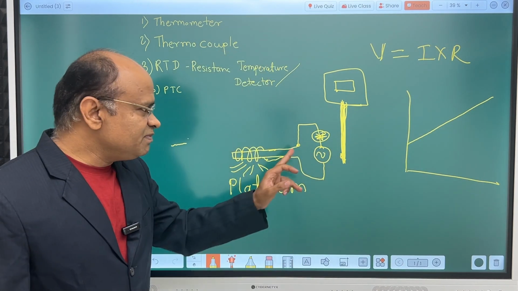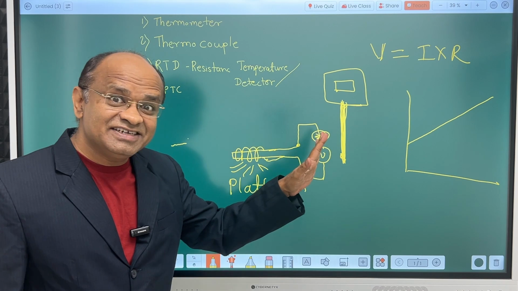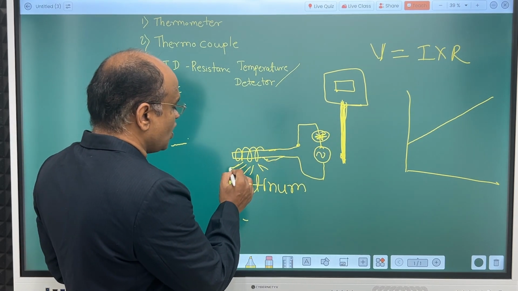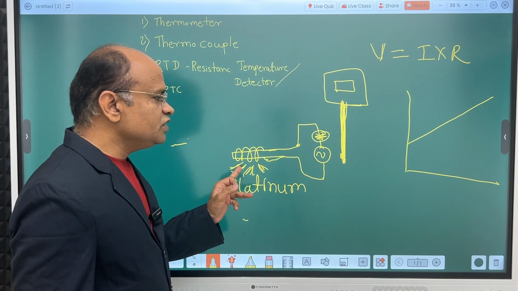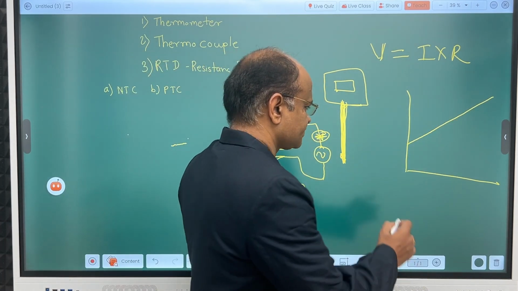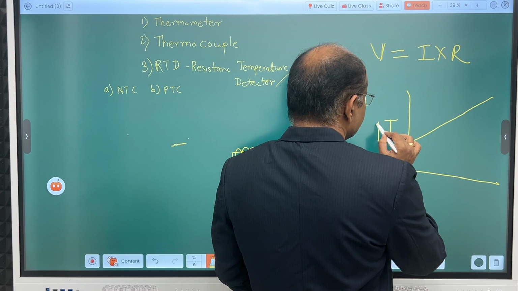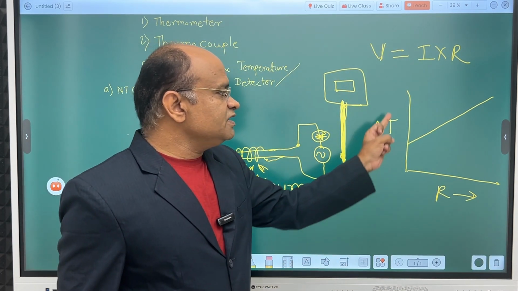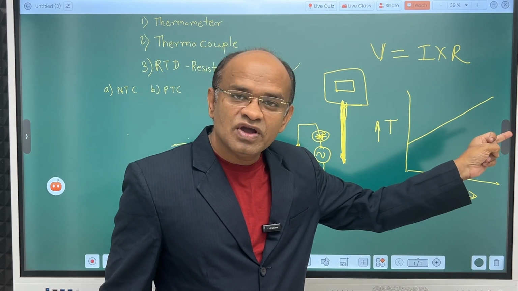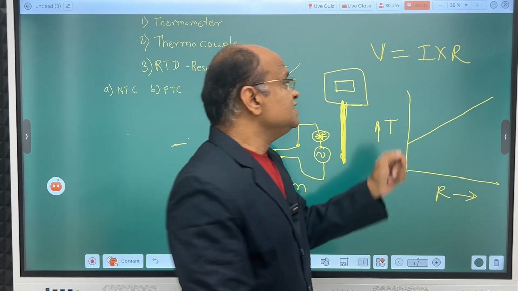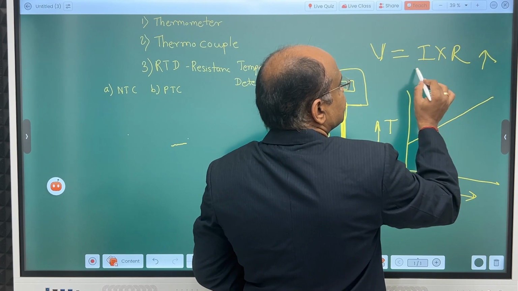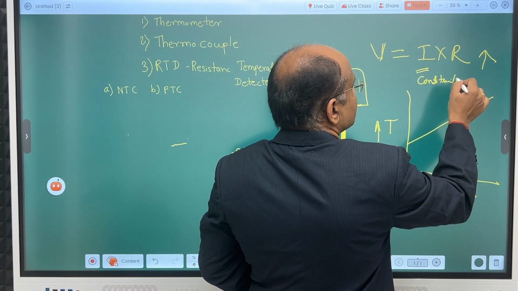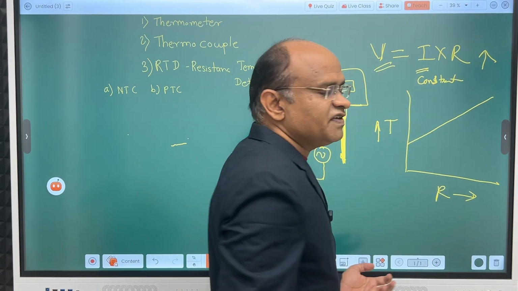Now how will it measure the temperature? Let us say we heat this coil. Now if you heat the coil, what will happen? See, this is temperature and this is resistance. If temperature rises, resistance will also increase. Now look here, I is constant. If resistance increases, voltage will definitely increase.